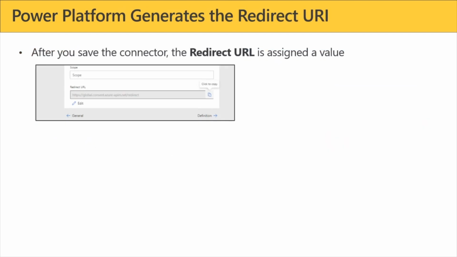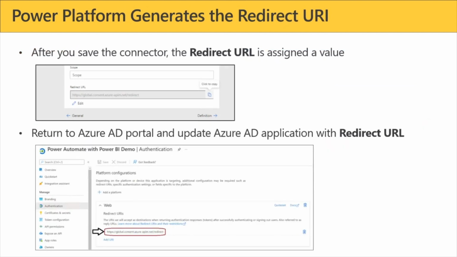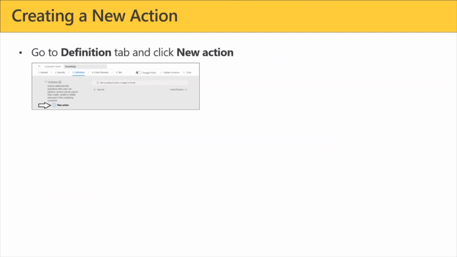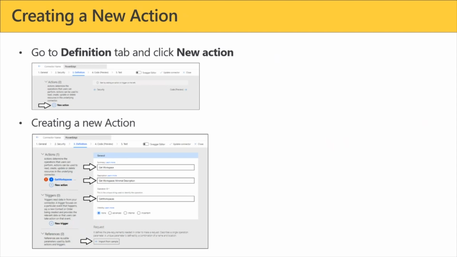And finally, the end of the demo kind of showed you have to save the custom connector, get the redirect URL, and then go back and update your Azure AD application. Okay, so now we're on to the good part, and that's creating actions so we can actually call the API. So the idea is we're going to go and click on new action, and we're going to create them.